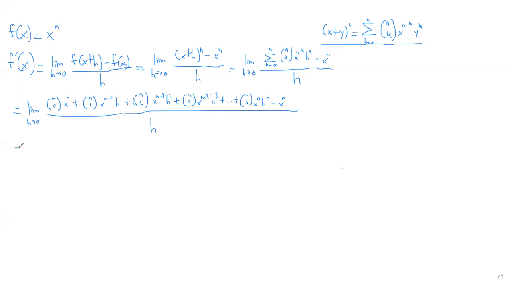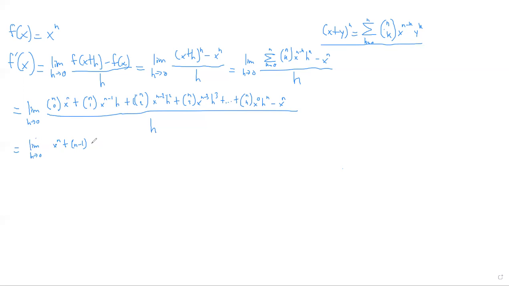Okay, so let's figure out some of these terms. n choose 0 is just 1, so that's just x to the power of n. Plus, n choose 1 is n over 1, which is just n. Yeah, okay, n.